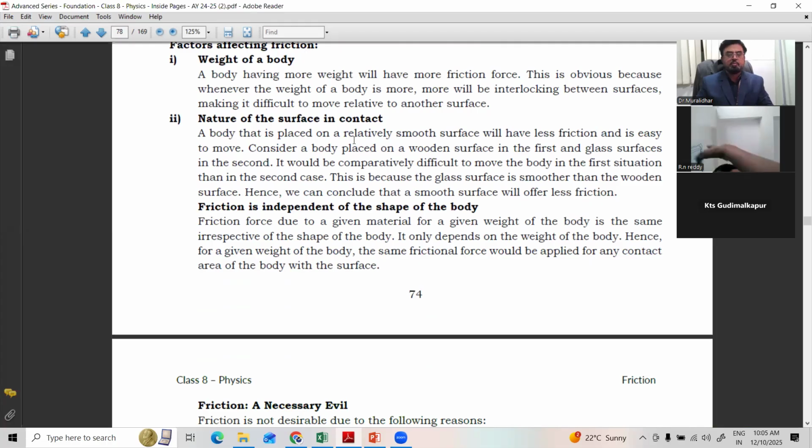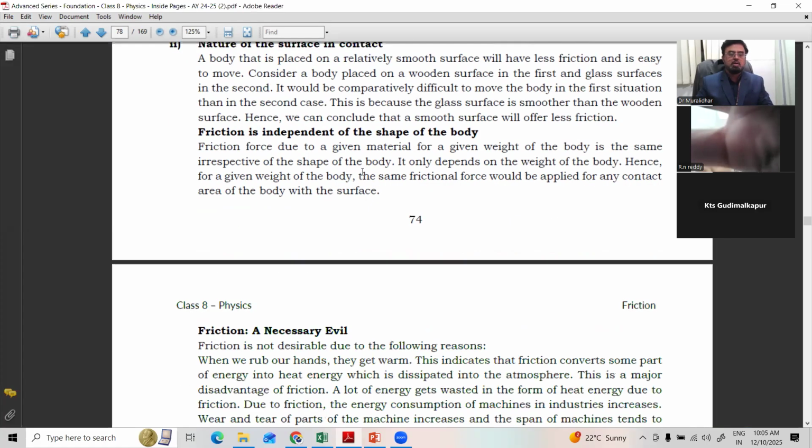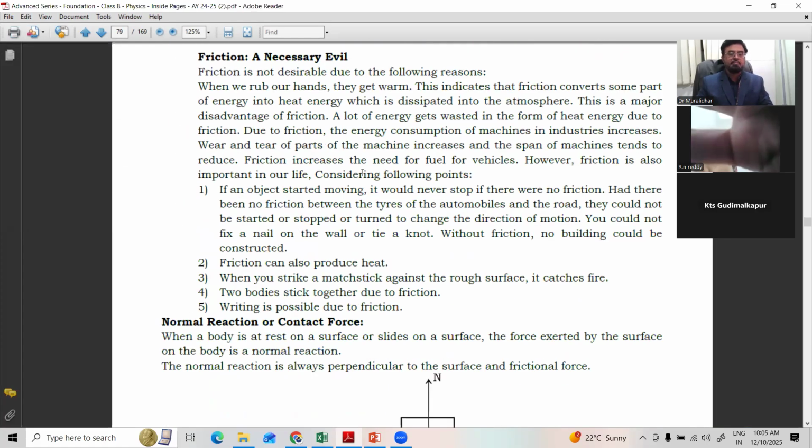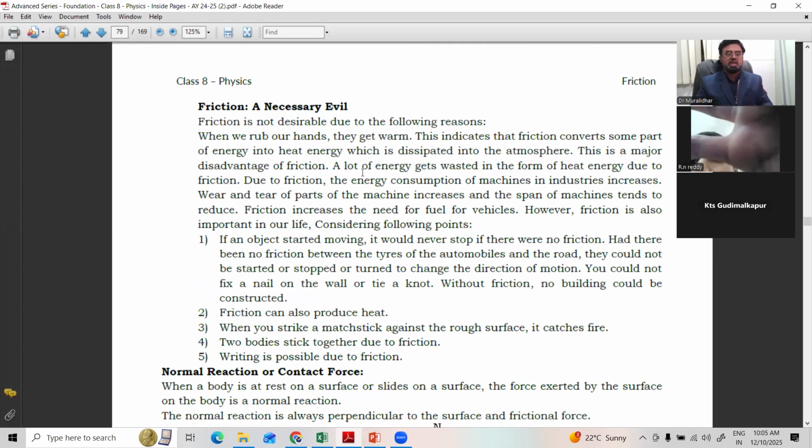It is independent of the shape of the body. No matter whether the body is circular or rectangle or triangle, frictional force is same. So there are some necessary evil effects. So friction is very good. No doubt it is very useful for us. But along with that, some negatives also there, evil effects.